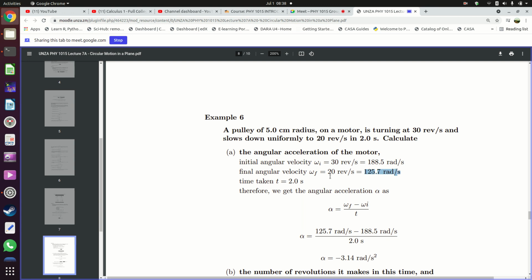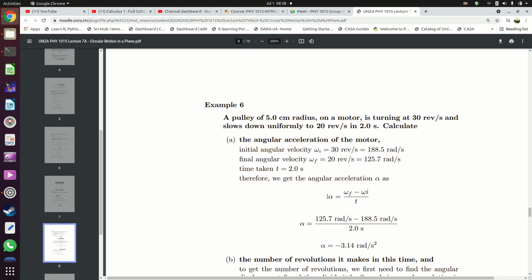Okay, so we know the initial angular velocity, which is 188.5 radians per second. This is how fast the pulley was rotating initially. Then we know the final angular velocity, which is 125.7 radians per second. You always have to change your revolutions into radians if you're going to do a calculation. I hope that's very clear with everyone. Then of course the amount of time it took is 2 seconds. So we can work out what the angular acceleration is.